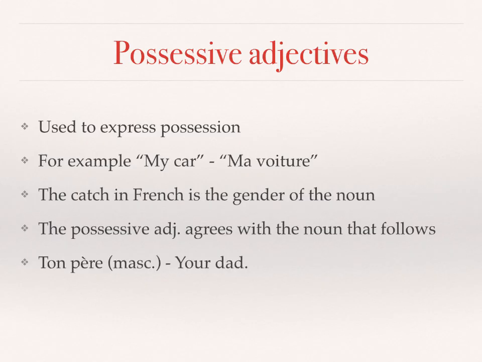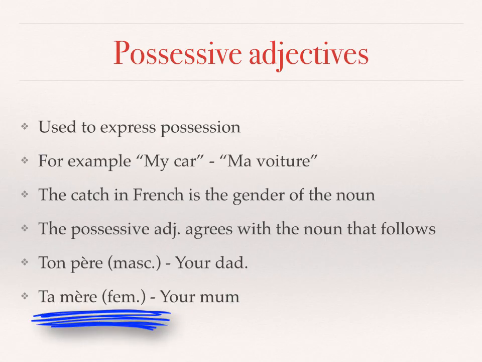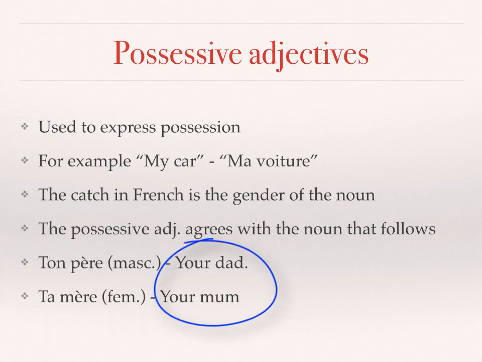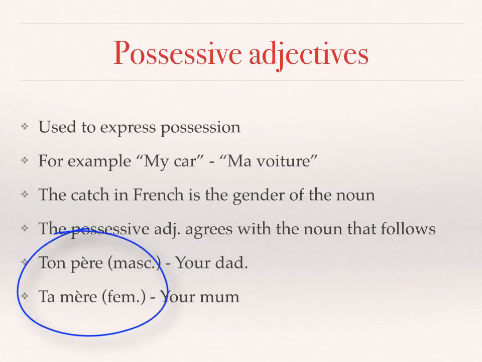Ton père, your dad. Père is masculine, so ton, my possessive adjective, is the masculine singular form. Ta mère, your mom. Mère is a feminine noun, so I use ta in French, the possessive adjective, which is the feminine form. You see, in English, your dad, your mom, but in French, ton and ta. We use different possessive adjectives depending on the gender of the noun.